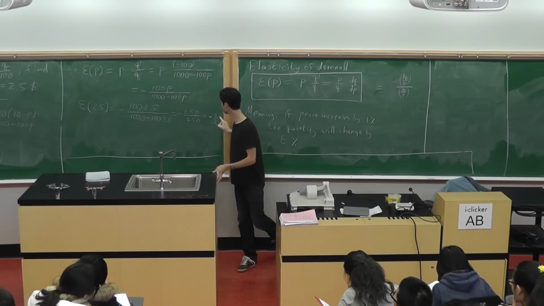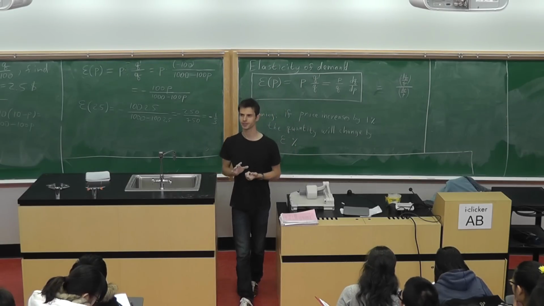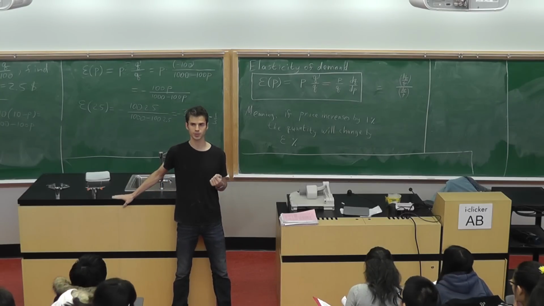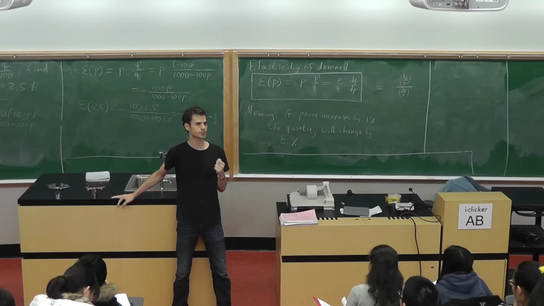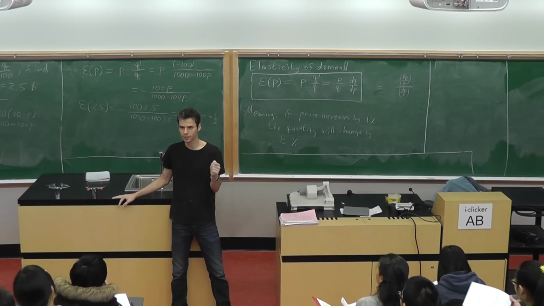So we found this quantity, minus 1/3. Let's interpret it a little. What does it mean that the elasticity is minus 1/3? First, what is this weird minus? Why would we expect a minus sign here?